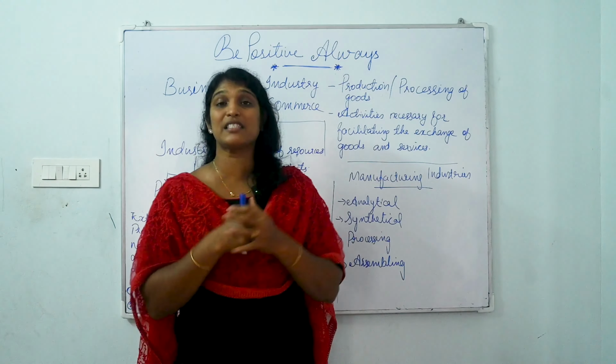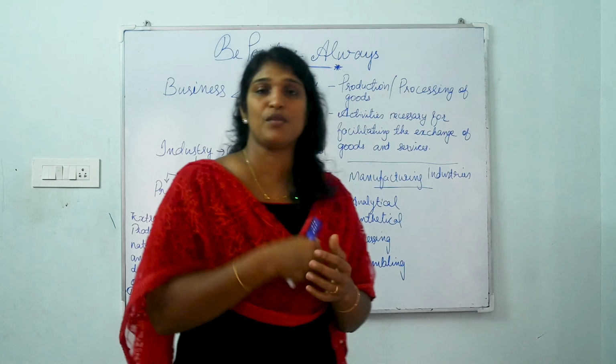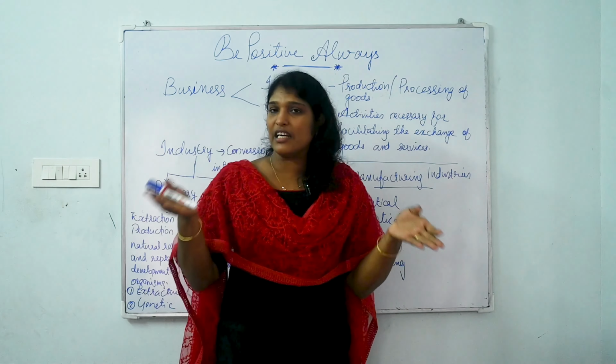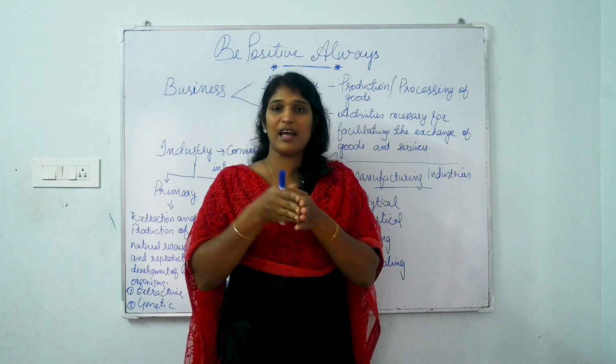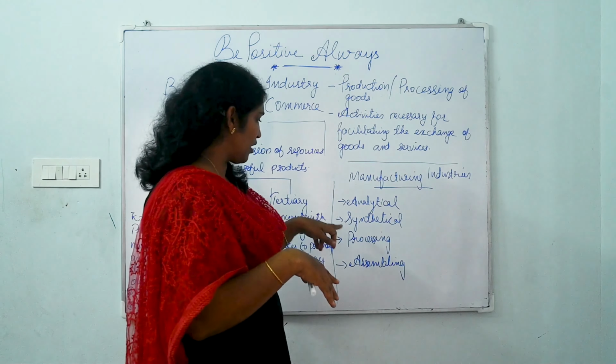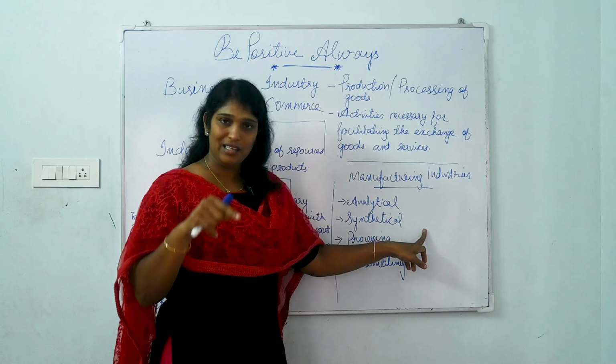For example, the cement industry. For the production of cement, various ingredients are needed. So various ingredients will be joined together and one finished product will be made. Such kind of industry we can call synthetical industry.